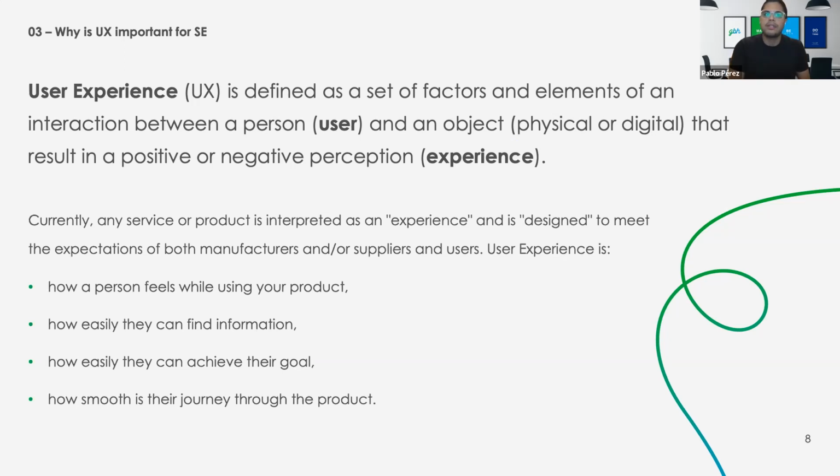Currently, any service or product is interpreted as an experience, as the user experiences something by using or receiving the service, and it's designed to meet the expectations of both the manufacturers or suppliers and users. It's important that we fulfill both expectations, because the business and the users have sometimes different goals and expectations, and they need to be both fulfilled for the product to be successful. User experience today is how a person feels while using your product, how easily they can find the information in your product, how easily they can achieve their goal, and how smooth their journey is throughout the product.